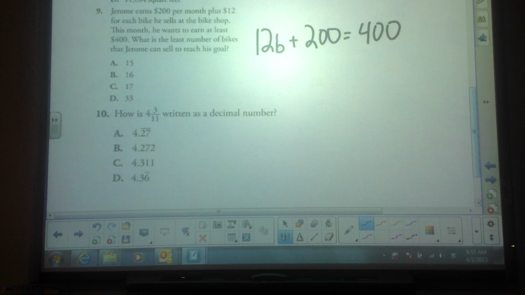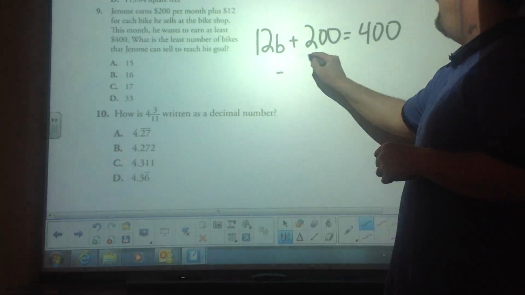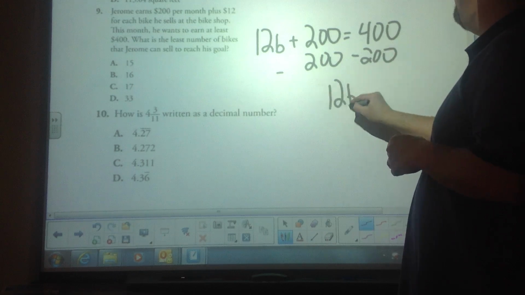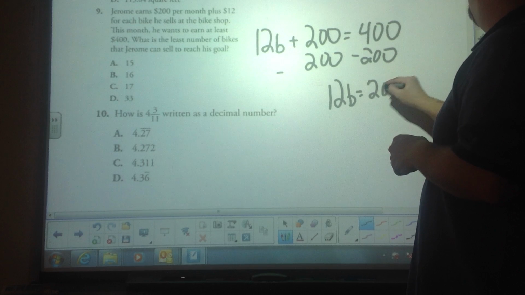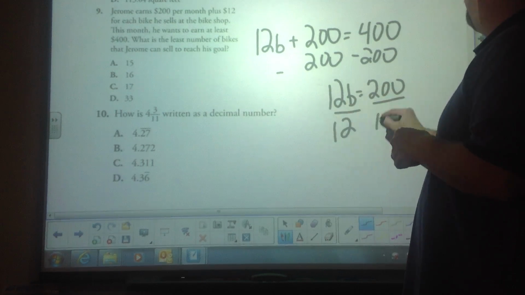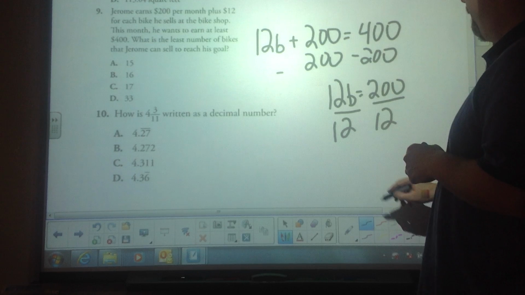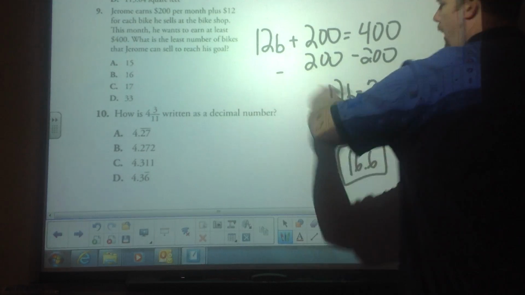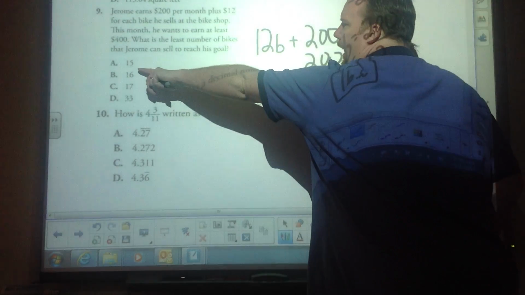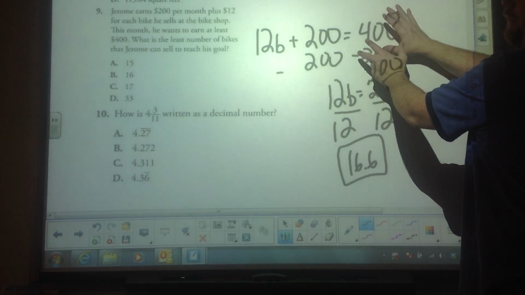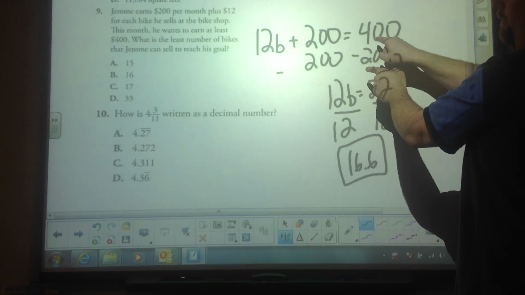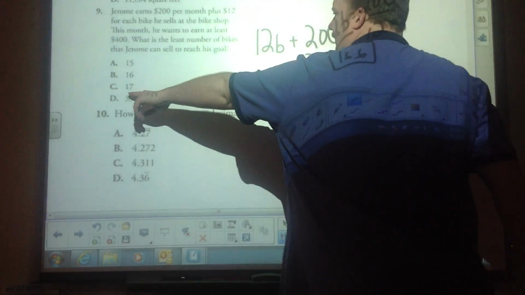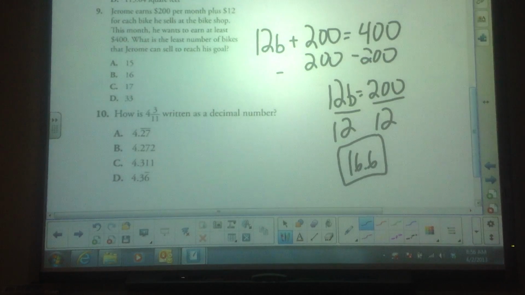Now, you can do this the old-fashioned way, the way I taught you, and subtract 200 from both sides. You have 12B equals 200. Divide both sides by 12, and you get 16.6. I'll let you work the math out on that. And that's going to round up because if we sell 16 bikes and we put that in here, we make about $392. That's not enough for 400. So we're not really rounding, we're just thinking, if you will. It's 17 because we have to sell the 17th bike.